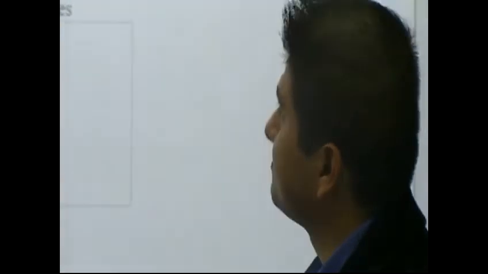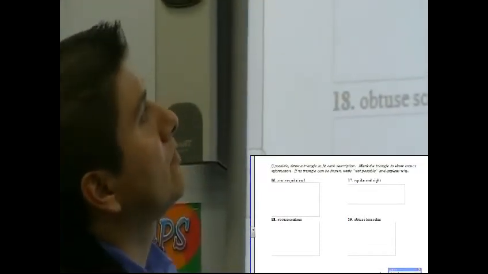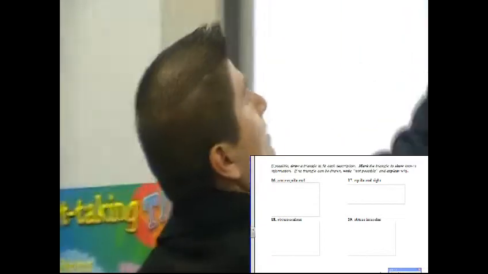Alright, so we'll do one more. Number 16. For this one, they want you to draw it. Do your artistic abilities. Express yourself. Mark the triangle to show the information. They want you to draw an acute equilateral triangle.